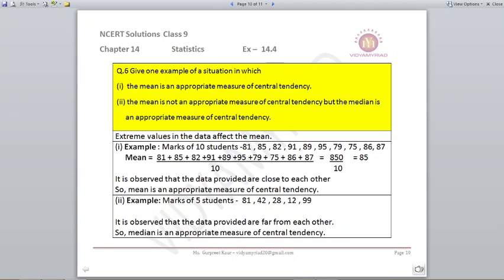So as per this information, we come to know that when your data is close to each other, in that case mean is an appropriate measure of central tendency. But what happens if you have data at extreme ends? For example, the marks of 5 students: 81, 42, 28, 12, 99. 12 and 99 are extreme. They are not at all close to each other. So in this case, mean is not an appropriate measure of central tendency. Rather, median is an appropriate measure of central tendency.